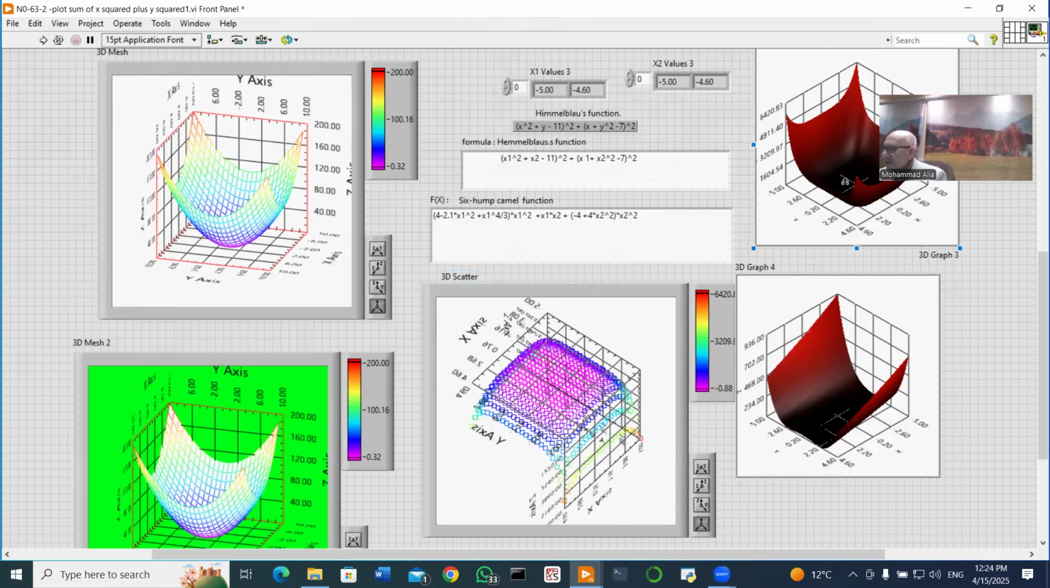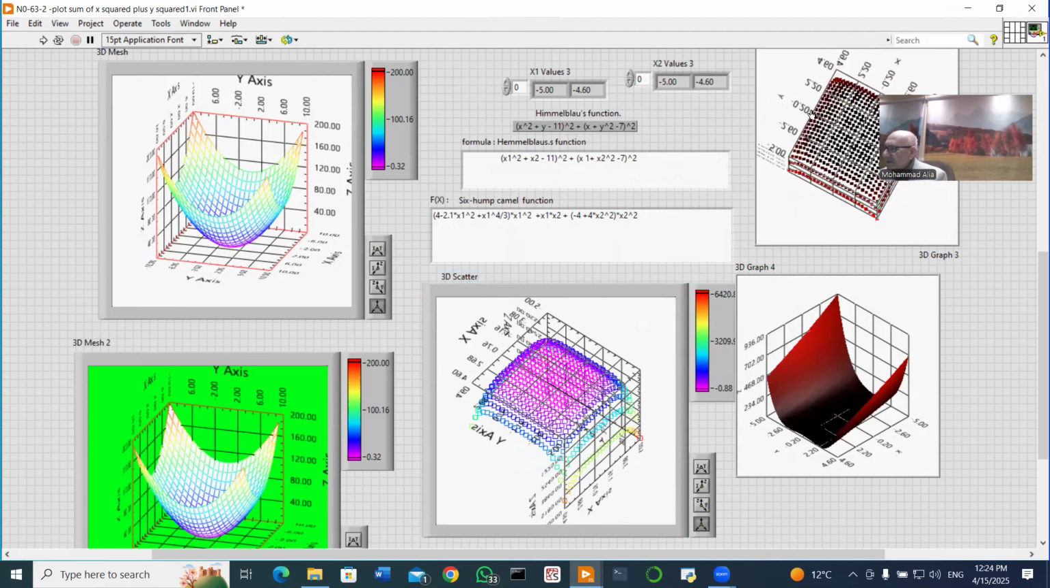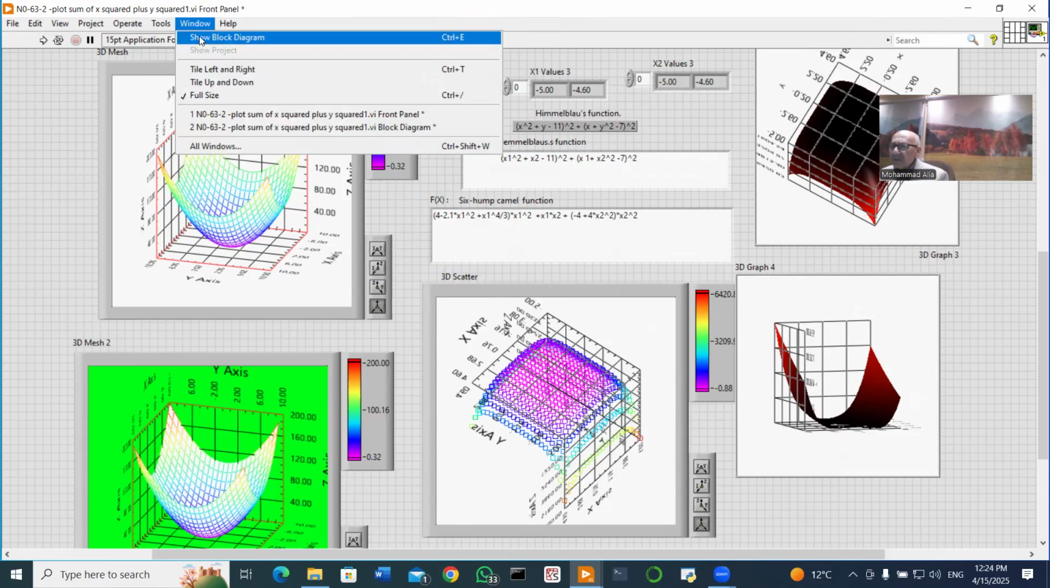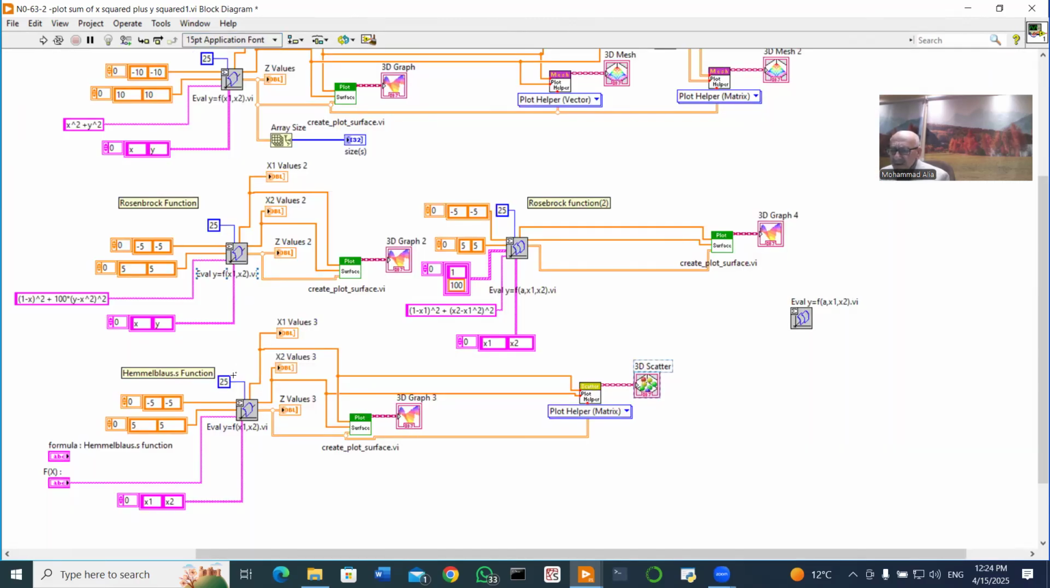Of course, you can also rotate this function as you want, giving it the angle upon request. And this is the Rosenbrock function, also the same. One more example for you is what we call Himmelblau's function. This function is given here. This is the formula of Himmelblau's function.